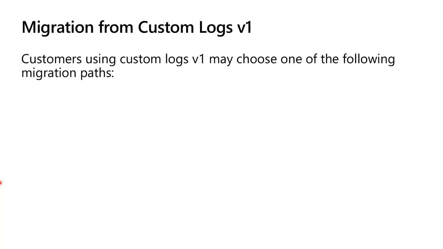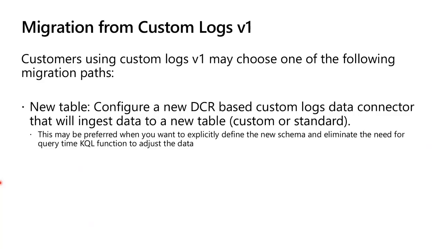Okay, so one of the questions is, hey, I'm already using custom logs v1, using the Log Analytics Data Collector API. So how do I migrate into this new version of custom logs? So there's basically 2 migration paths for those users. You can just create a new table, right? You might be able to configure a new DCR-based custom log data connector or just DCR that will ingest data to a new table. That can be either a custom log table or a standard.